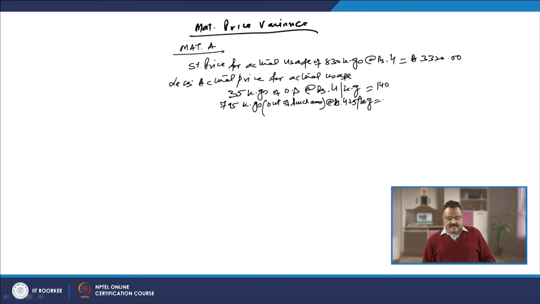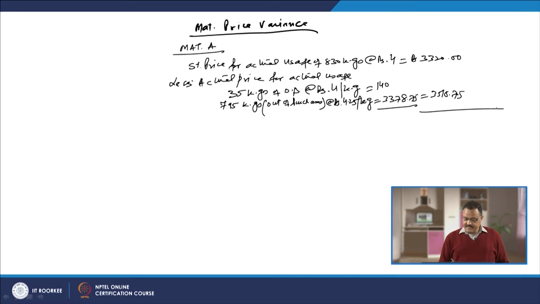How much does it work out? 795 kgs out of purchases at rupees 4.25 per kg works out as 3378.75. So what will the total become? If you take the total of these two, as we have done earlier also, it will be 3518.75.